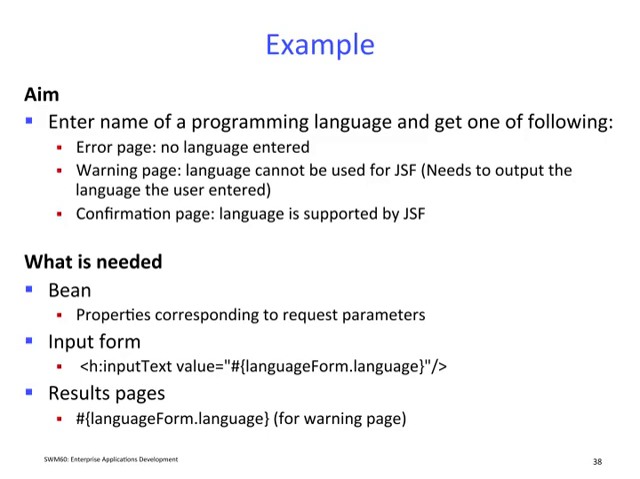So we need a bean with properties that correspond to parameters that are requested in the input form. So in the input text, we'll have a language form and the entered language that will be going into the input text when the user submits. And the result pages will again use the language form and then the language method that will be invoked.